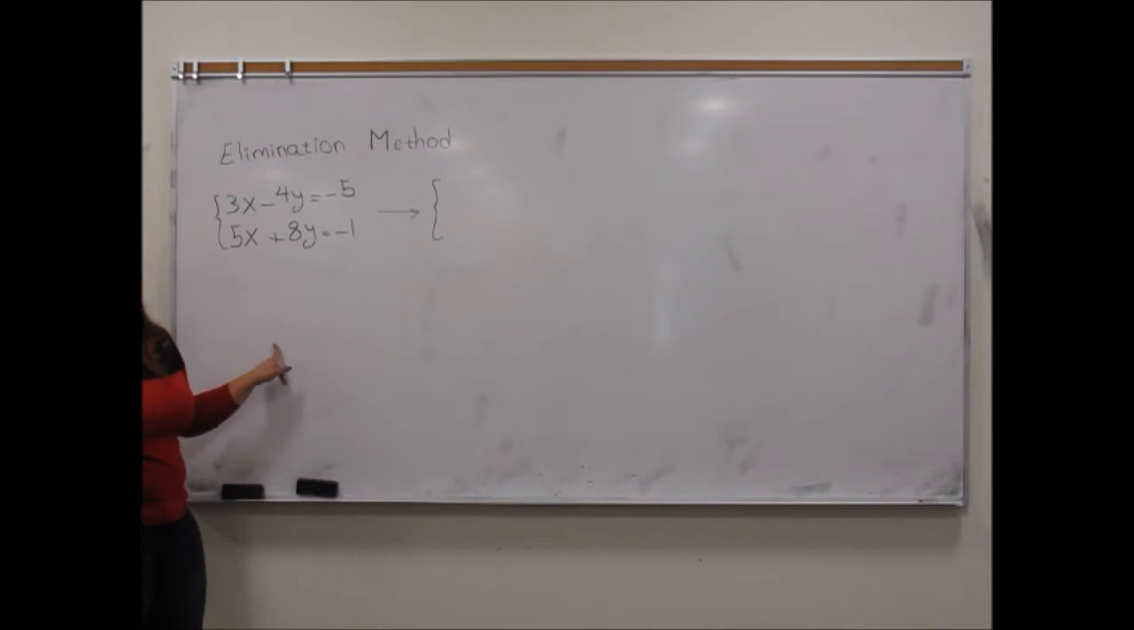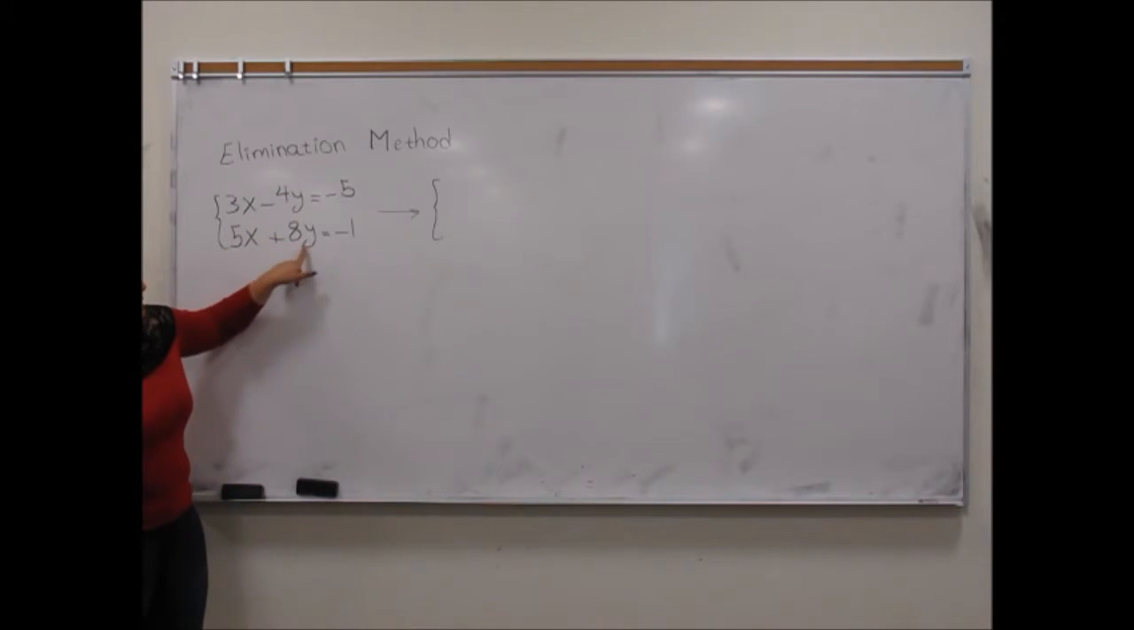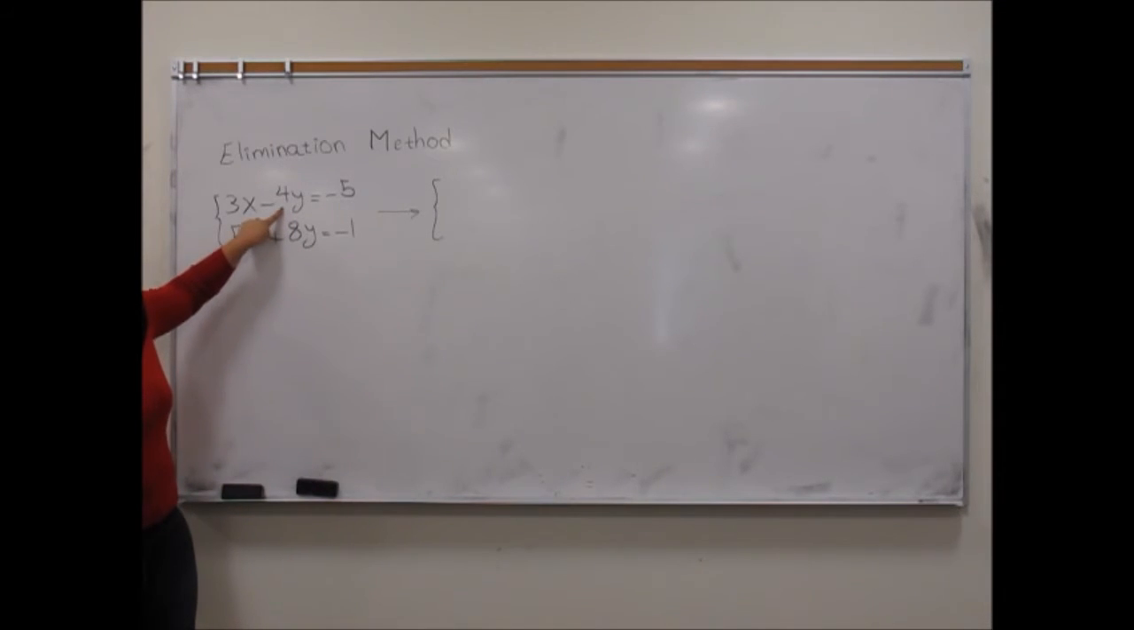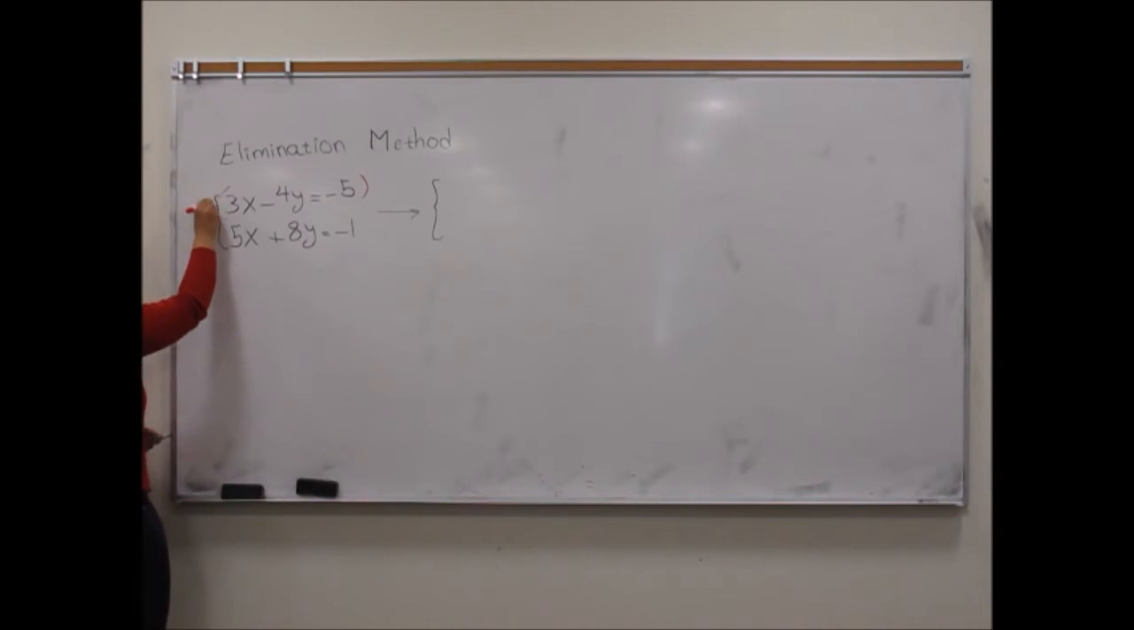Right off the bat, I noticed that I'm going to cancel out y's because 8 and 4 go into each other. Signs are already opposite, so I'm good with the signs. This is negative 4y and this is 8y. If that was negative 8y, I would be good. I could eliminate those. So let's multiply this first equation by 2.